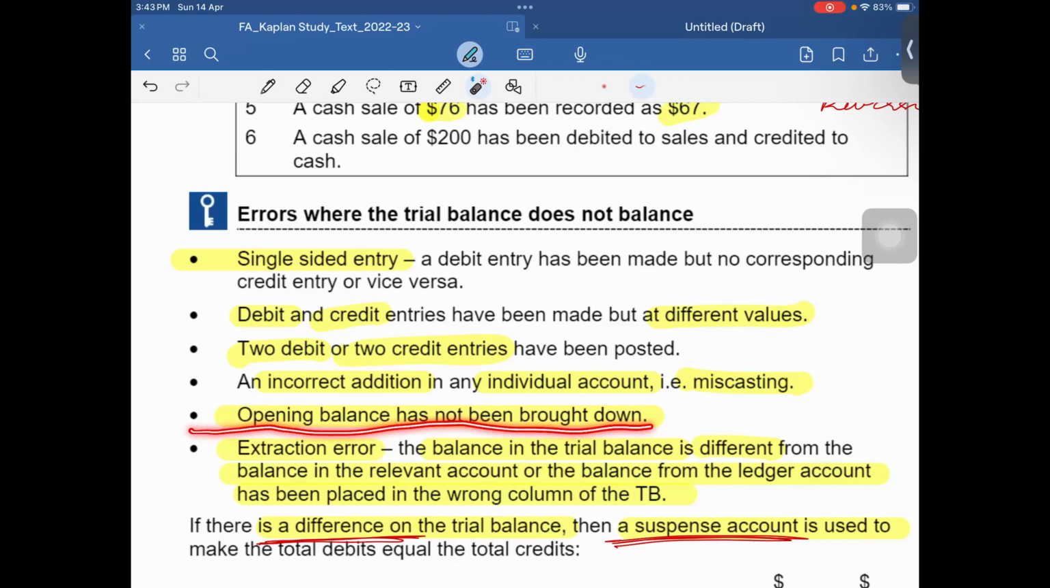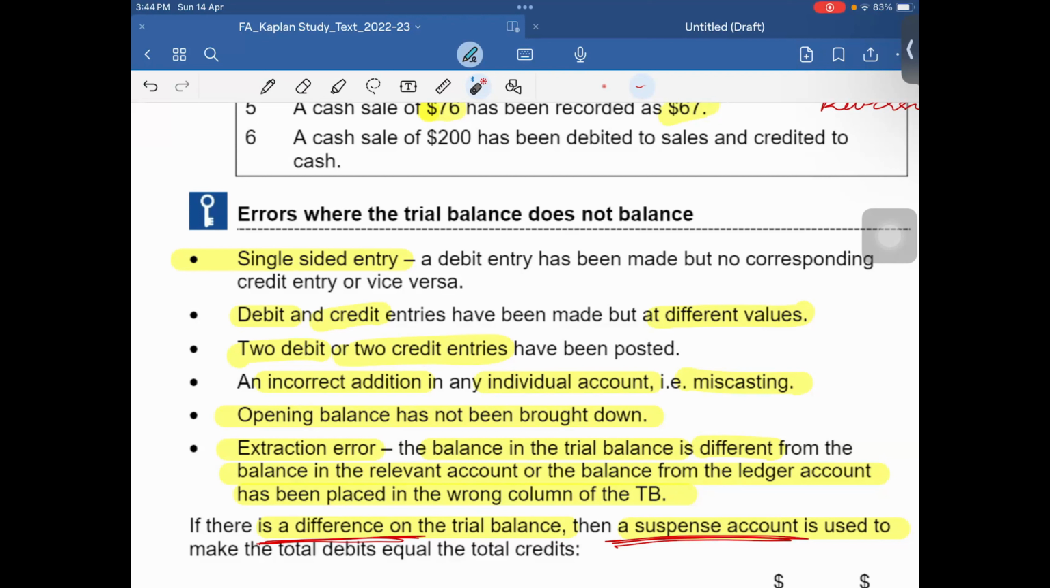Next one, opening balance has not been brought down. Suppose for accounts such as cash, purchases, and non-current assets, we have opening balances, right? So we have forgotten to take that, or we have not entered those opening balances in the ledger account. Then that is also an error that would not balance the trial balance.